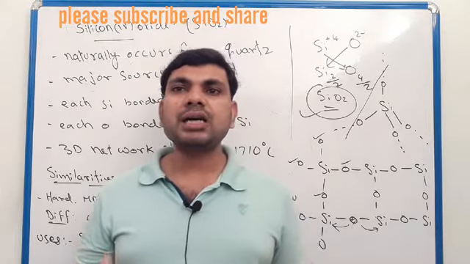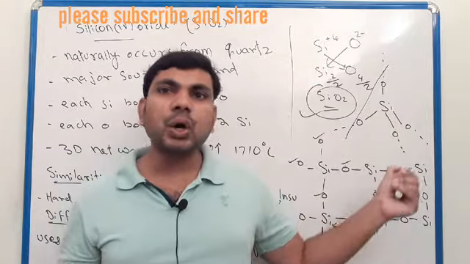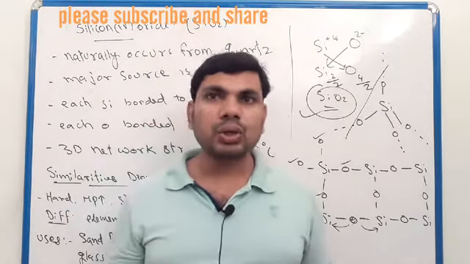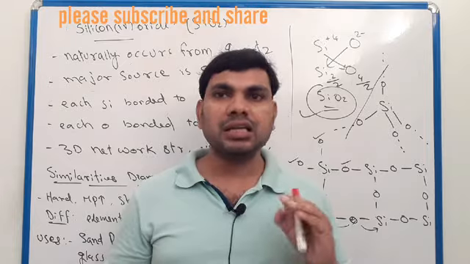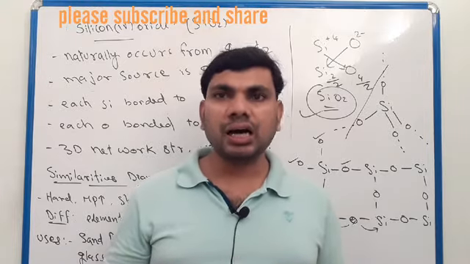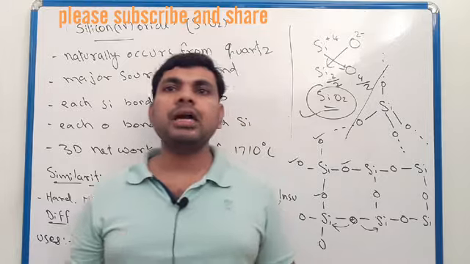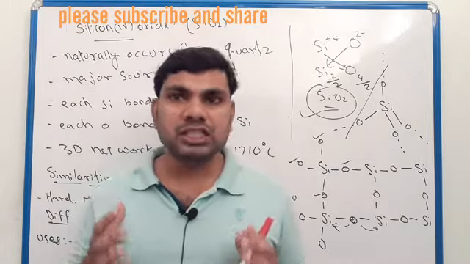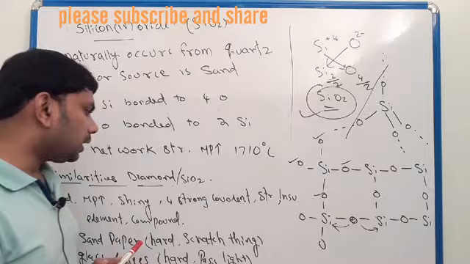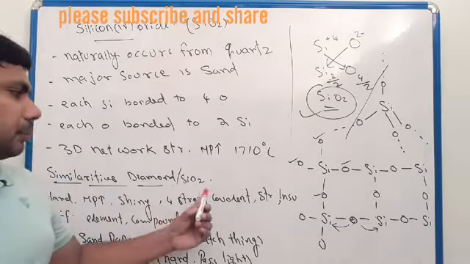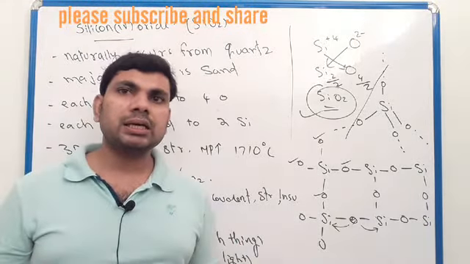Both diamond and silicon oxide are insulators. They do not pass electricity because there are no free moving ions or delocalized electrons. So both diamond and silicon oxide are insulators. They are shiny. They have high melting and boiling points. They have a tetrahedral structure. Okay. So these are the similarities between diamond and silicon oxide.